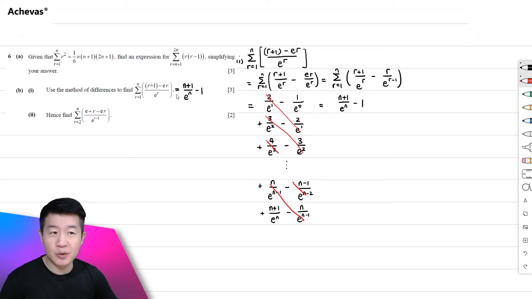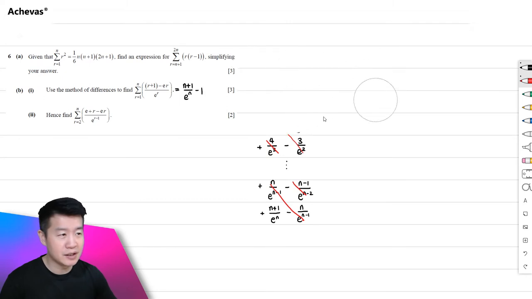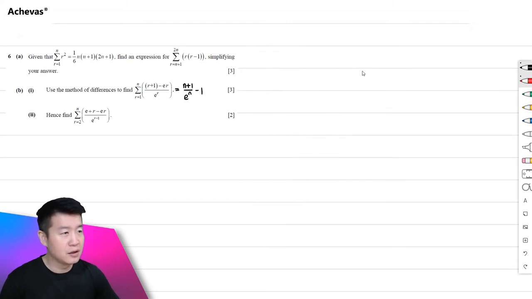And hence, we are supposed to be making use of this result to find this. Let me erase this first. Okay, hence we are going to be making use of this result to find this. And remember, we have done this before, and I was telling you that I have a result that is on the second page of the summation theory outline on Achevas TV that gives you a result that you can actually make use of for this particular question, which is this.